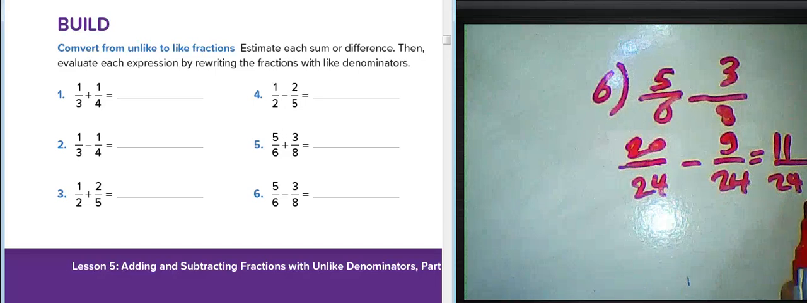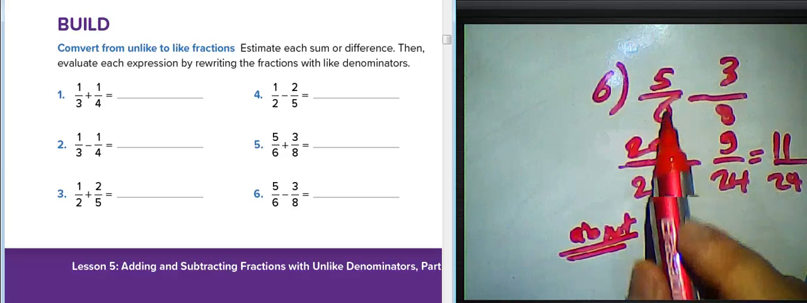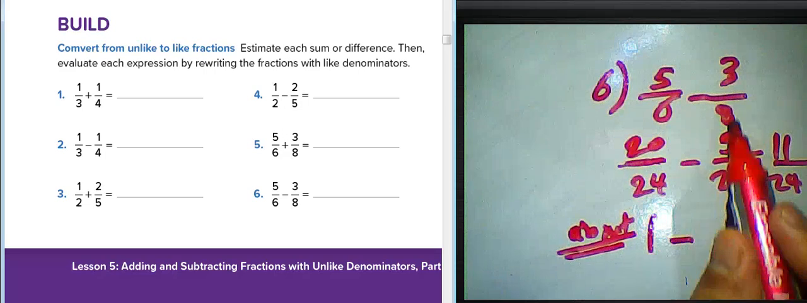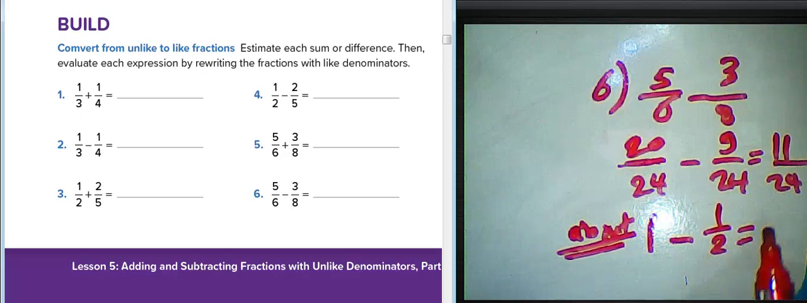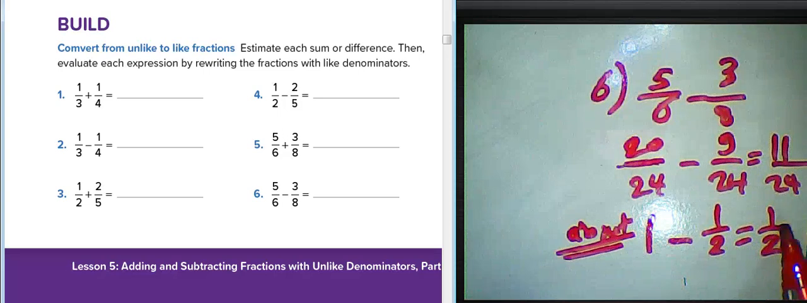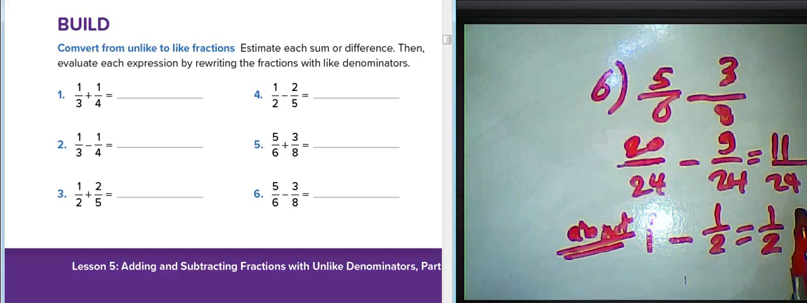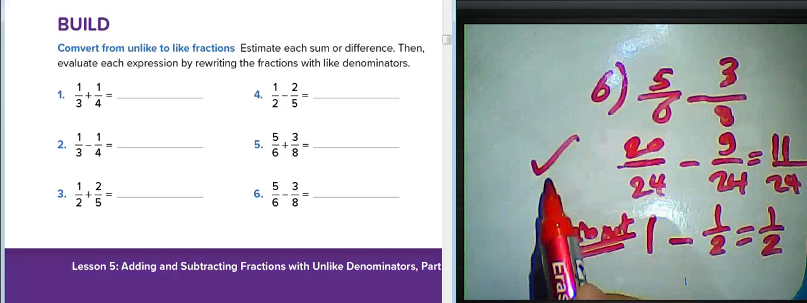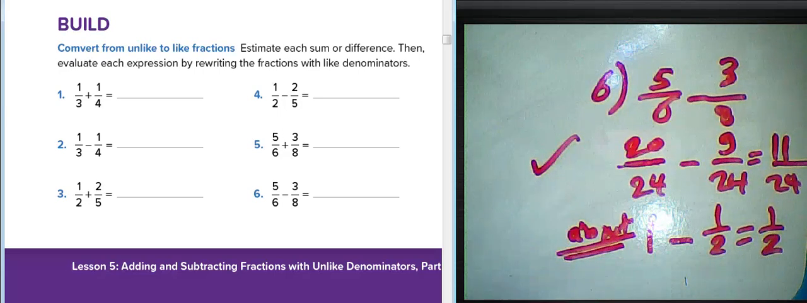So 11 over 24. And what about the estimation? We can write 5 over 6 nearest to 1, and 3 over 8 nearest to half. 1 minus half equals half. 11 is nearest to half of this number, half of 24. So it's true, a reasonable number. It's really nearest to the real number, so it's a reasonable number.